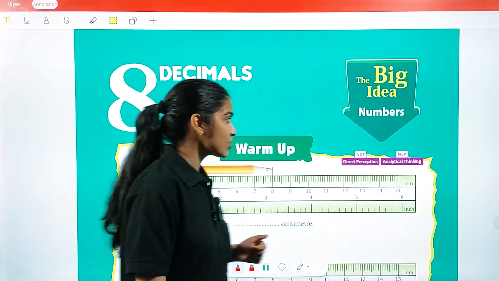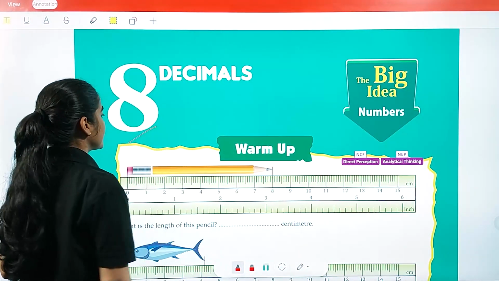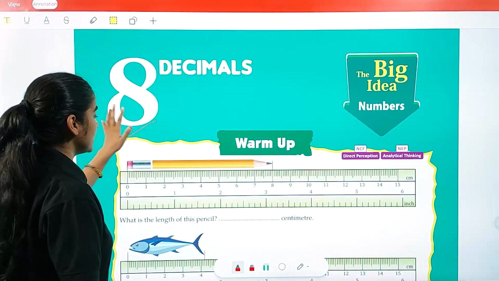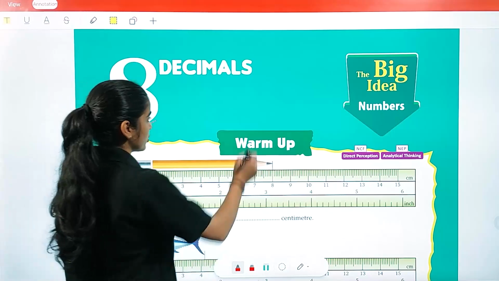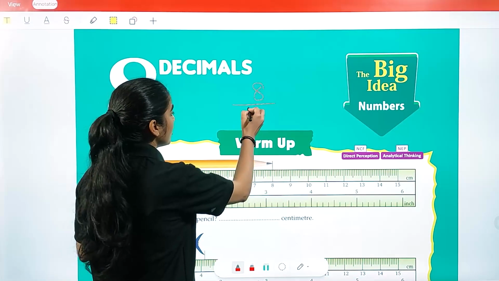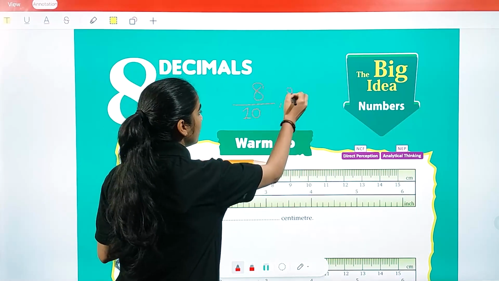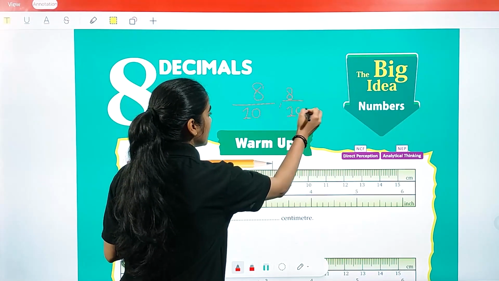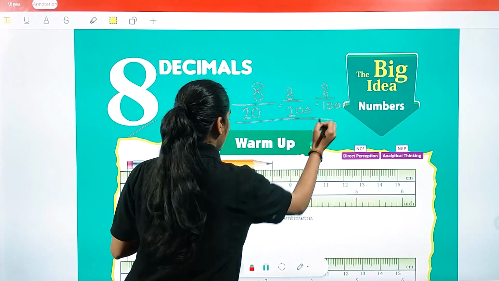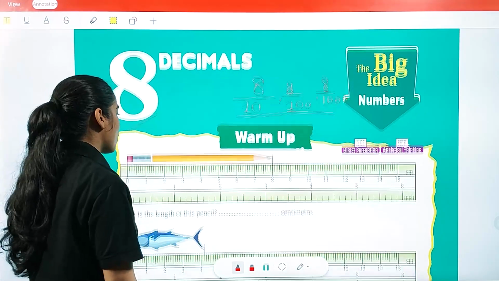So today we have chapter number 8, decimals. First of all, we have to understand what we mean by decimal. It is a kind of fraction where our denominator will be a multiple of 10. It could be 10, 100 and 1000. This is your fraction.